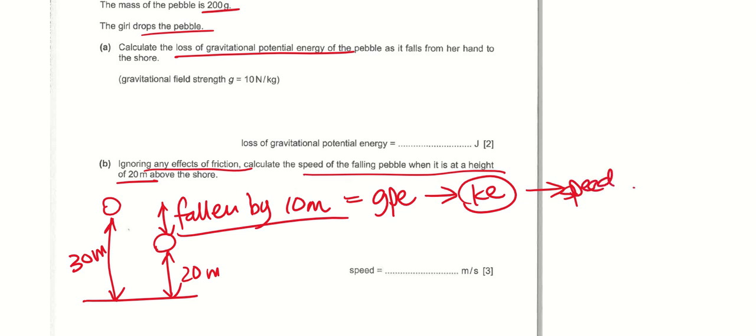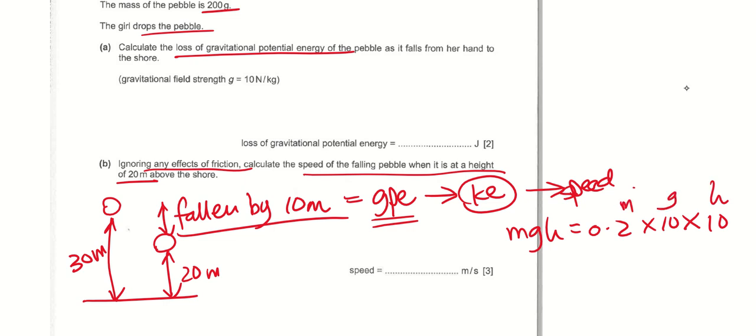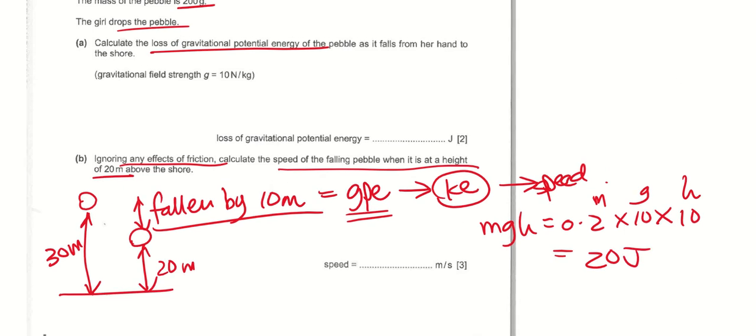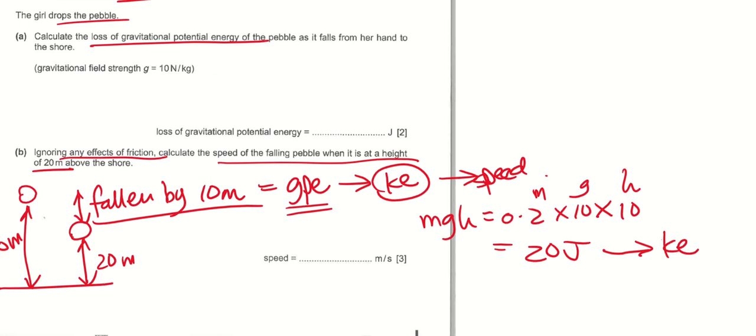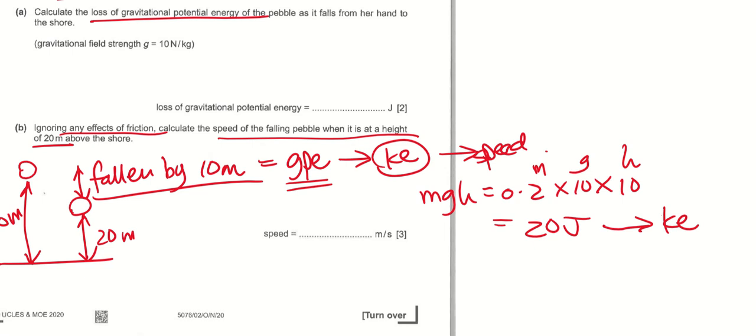So how much is this GPE? How much of GPE is transferred to KE? So mgh equals 0.2 times 10 times 10, right? Because this is the height, this is the g, this is the m. So I will get 20 joules. Okay, so 20 joules is then transferred to the kinetic energy. Okay, energy in the kinetic store.